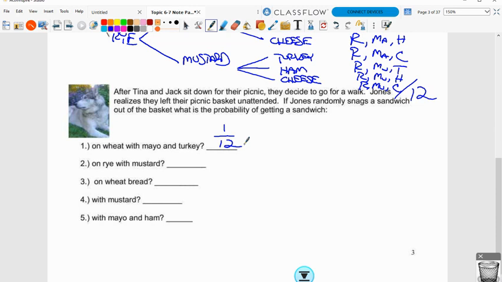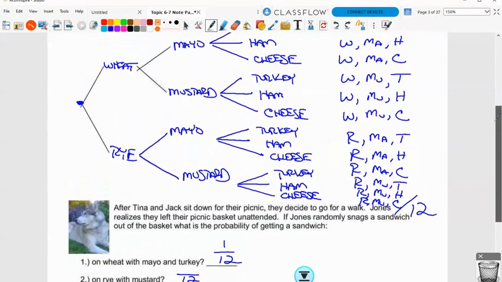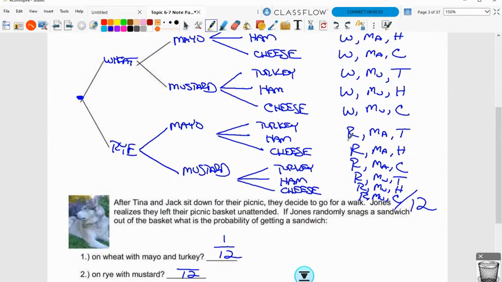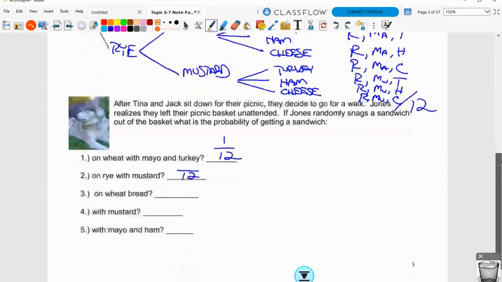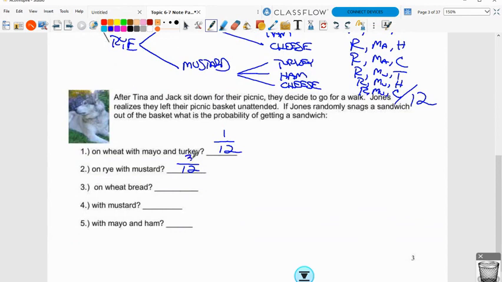Question 2, what's the probability of getting a sandwich that's on rye bread with mustard? So once again, we're going to create a fraction. We know it's out of 12 sandwiches. Now we'll count our list. How many have rye bread and mustard? Well, rye are all the ones at the bottom. Rye with mustard, there's 3 of them down here. So our probability would be 3 out of 12. And then you could simplify that down to 1 out of 4.